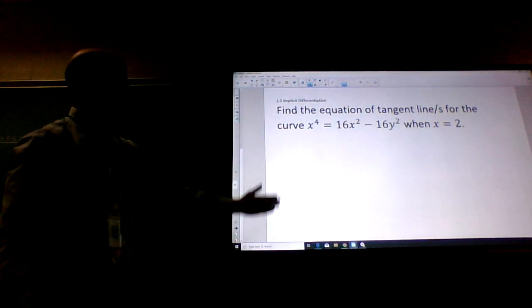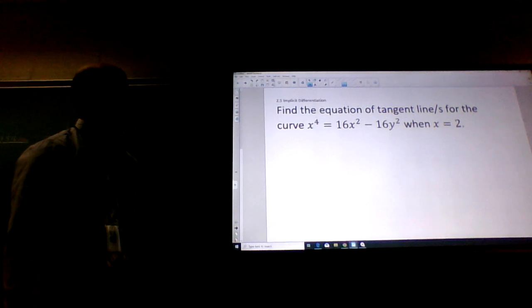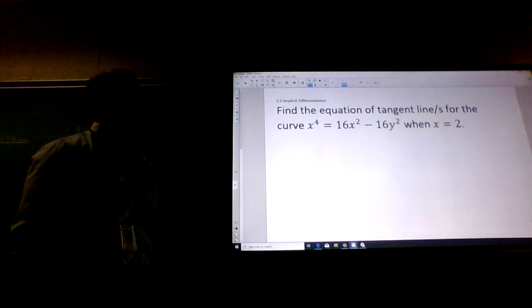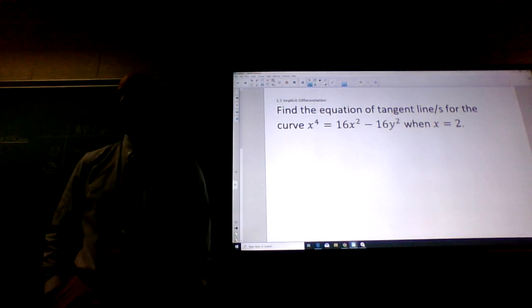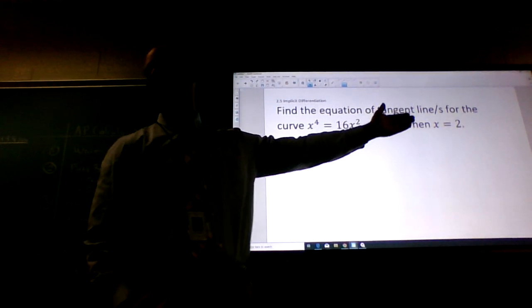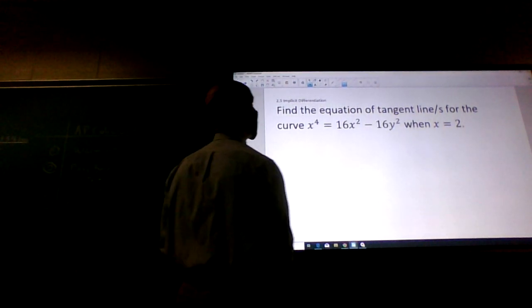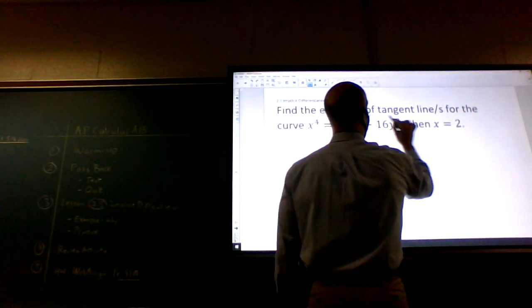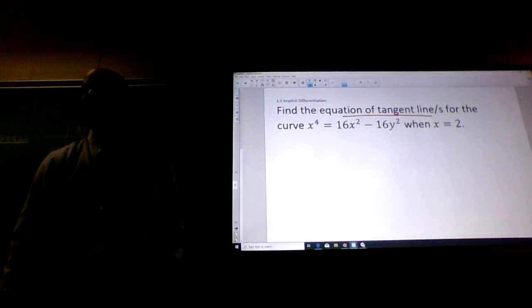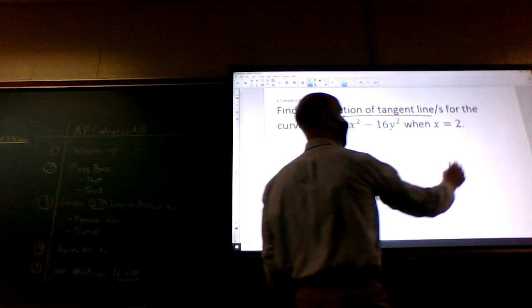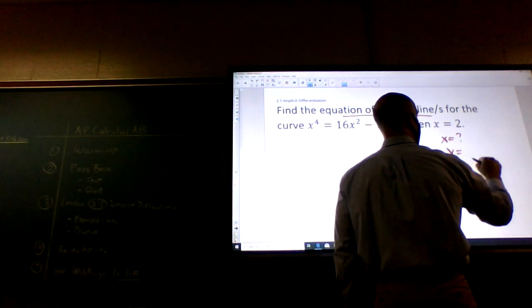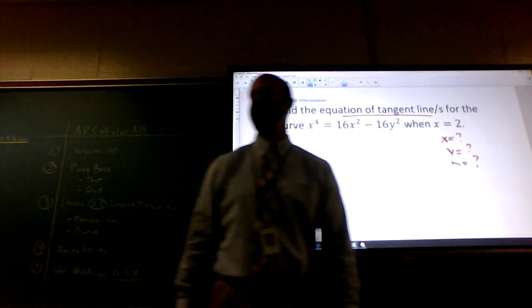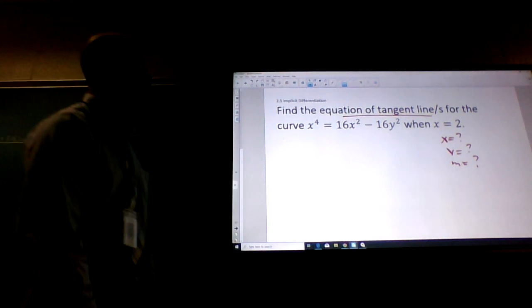So it says find the equation of the tangent line or lines for the curve x to the fourth equals 16x squared minus 16y squared when x is equal to 2, which, by the way, is very similar to the warm-up question we talked about: how do we write the equation of a tangent line, right? Well, to write the equation of a tangent line, we need to know what x is, we need to know what y is, and we need to know what the slope is of all of that stuff, right? Okay, so that's what we're going to do here.